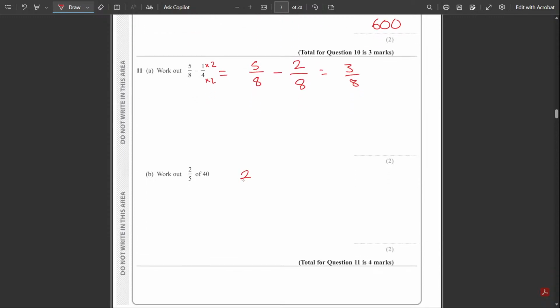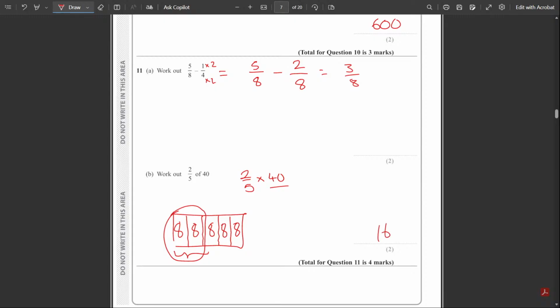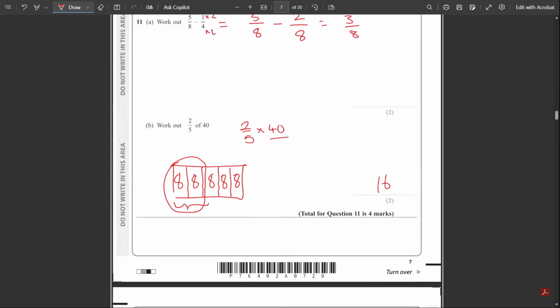2/5 of 40 means 2/5 times 40. Another way you can look at it: this is 40, and we're cutting 40 into 5 equal parts. And we want 2 of these parts. So if you cut 40 into 5 equal parts, each one of those is going to be 8. 40 divided by 5: divide by the denominator and then multiply by the top number. Why? Because we want 2 out of those 5 equal parts. So 8 and 8, that's 16. So divide by the bottom, multiply by the top.